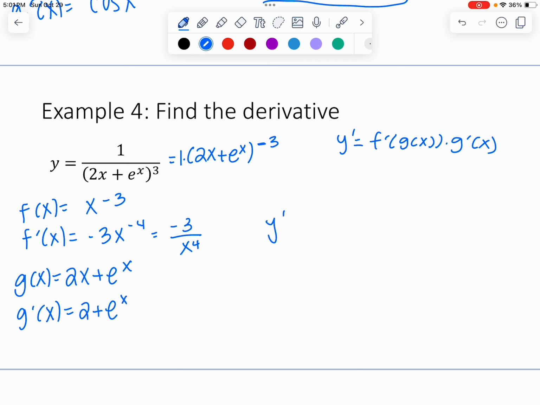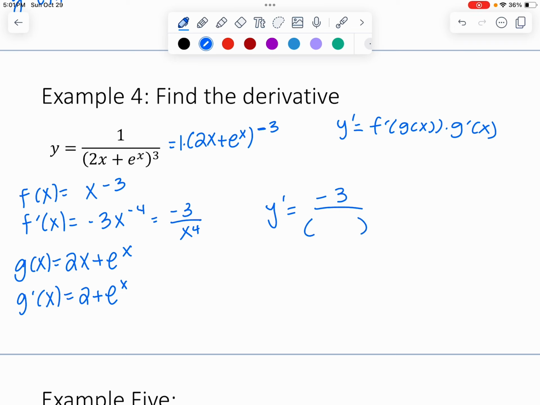And now I will just plug everything in. So the derivative of the outside is -3 over blank to the 4th power, because I'm not going to plug an x there. It's asking for me to plug g into x. And then I'm just going to put 2x plus e to the x power, and that's to the 4th power. Sorry, my 4 looks kind of big. Okay, here we go. And then I'm going to multiply all of that by the derivative of my inside function, which is 2 plus e to the x power. And that is our answer.